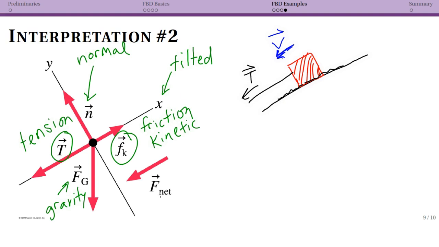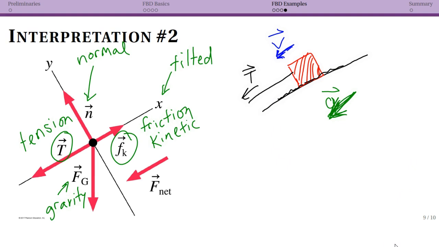Lastly, we see that F net is down the ramp. And that means I can say that my acceleration is down the ramp, which technically should have been parallel to the ramp. You get the idea. So our situation is that we have a block pulled down the ramp by a rope, and it is accelerating downwards. So even though there is kinetic friction, the friction isn't slowing it down. There is enough tension in the rope that it is speeding up as it goes down the ramp.